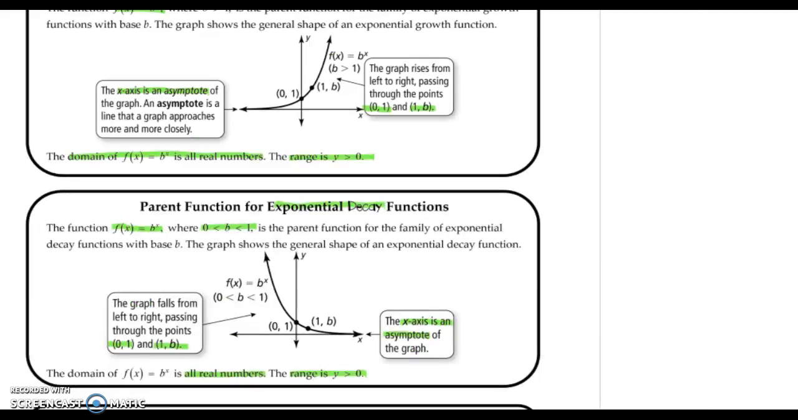The two functions are really similar. They have the same asymptote. They have the same domain, they have the same range. The only difference is that for the growth function, we're going up. For the decay function, we're going down.